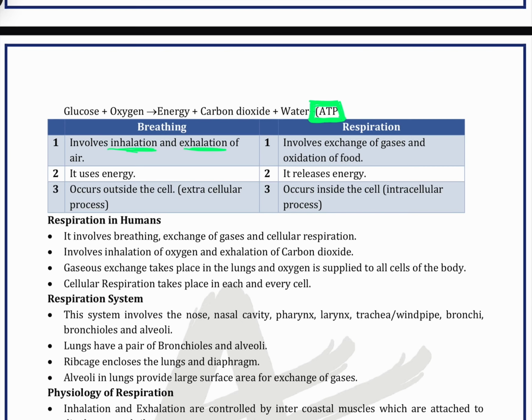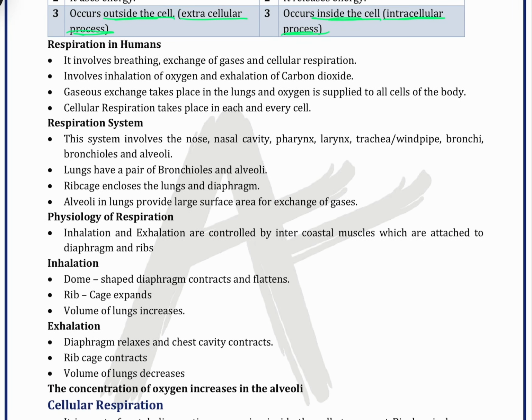For breathing we need energy, and with the help of respiration we produce energy. Then the third one occurs outside the cell, an extracellular process. Breathing is an extracellular process, and respiration is an intracellular process, meaning it occurs inside the cell, while breathing occurs outside the cell. Then, moving on, we can see respiration in humans.